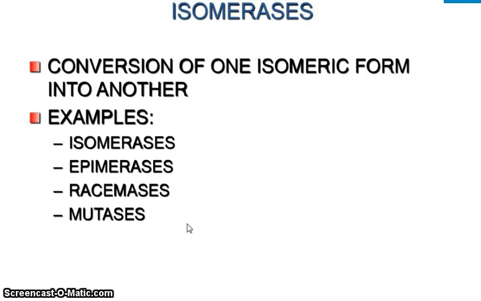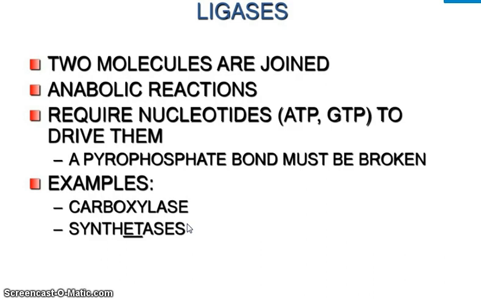Isomerases: conversion of one isomeric form into another. Examples, epimerases, racemases, mutases. Ligases: two molecules are joined. Anabolic reactions require nucleotides ATP, GTP to drive them. A pyrophosphate bond must be broken. Examples, carboxylase and synthetase.